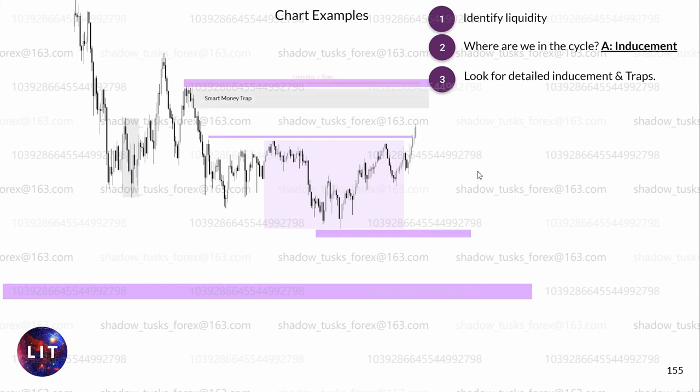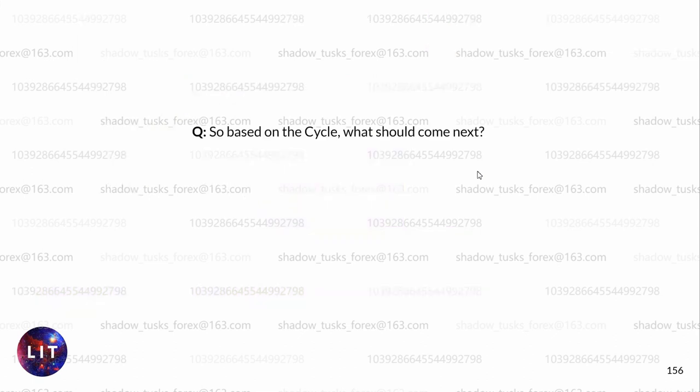First, we need to grab liquidity for an internal play. And we can already do something like this and mark this out as a smart money trap, as we have something above here as well with the imbalances, right? There we go. There's a little bit of delay here, but it should be fine anyway. So with that being said, it should be very obvious at this point what should happen next. The question is, based on the cycle, what should come next?